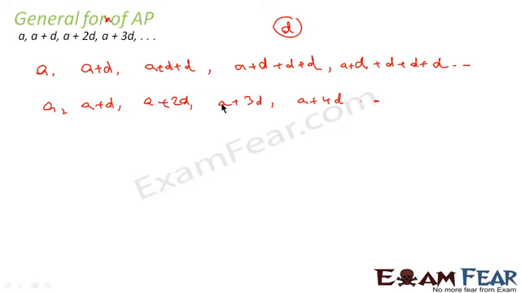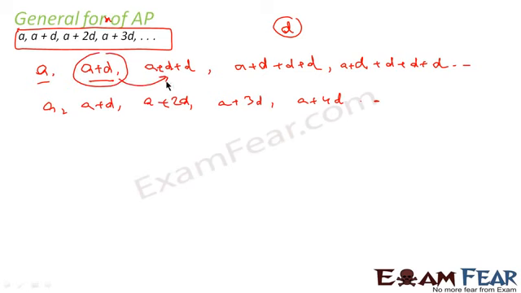Please remember this. Whenever you are asked to write an AP, in most of the questions we will assume the AP to be a, a plus d, a plus 2d, a plus 3d, that form. So this is the general form of AP. By definition also, on every term you add a common difference. So here also on a we have added d, this becomes a plus d. Now on this term we add d again, this becomes a plus 2d. On this term again we added d, this becomes a plus 3d. Again on this term we added d, this becomes a plus 4d.